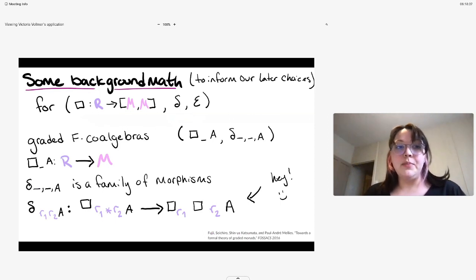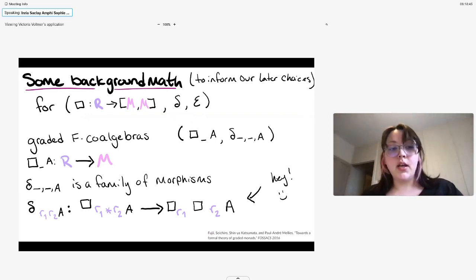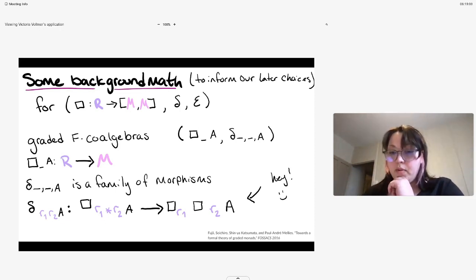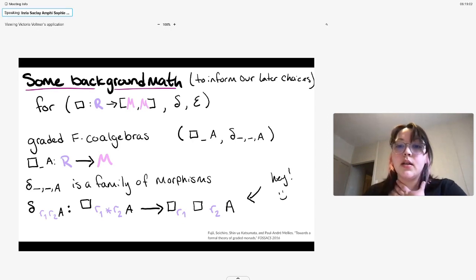Okay, so if we look at this box comonad again, and do this sort of partial evaluation of it, then the type of this box blank A is the right type, and then delta blank blank A is a family of morphisms, and that actually has the right type as well. So everything works out, and this is all work from this paper here that's cited.